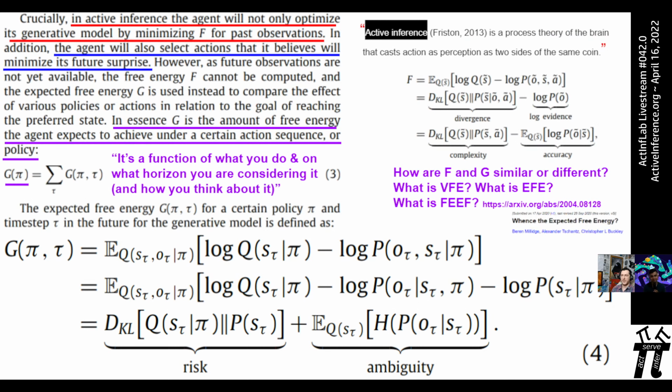Yeah. Okay. So here's where they move from the variational free energy F to the expected free energy G. So they write, crucially, in active inference, the agent will not only optimize its generative model by minimizing F for past observations. In addition, the agent will also select actions that it believes will minimize its future surprise. However, future observations are not yet available. The free energy F cannot be computed, and the expected free energy G is used instead to compare the effect of various policies or actions in relation to the goal of reaching the preferred state.